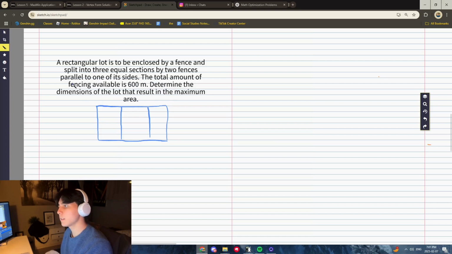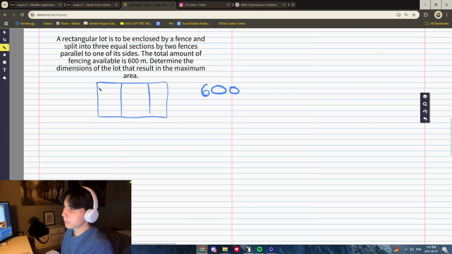So we have fencing available. The fencing available is 600. So what that actually means is that the person building this fence only has 600 meters of fencing to create the shape, right? So when they say fencing available, that is in reference to the perimeter. So we have to create an equation for perimeter here, but this one is going to be more tricky because perimeter, if you remember, is all sides added up together.